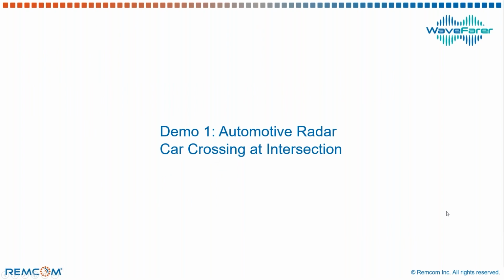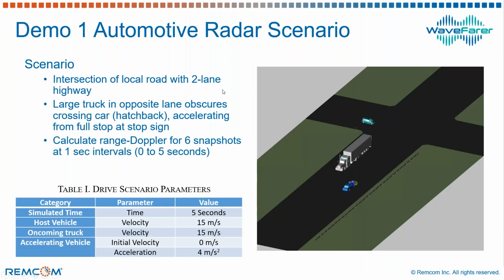So we'll start with our demos now. Our first demo is an automotive radar with a car crossing at an intersection. So we start with a 2-lane highway with a side road. There's a car at a stop sign. And during this scenario, the car will accelerate to cross over the highway as a truck moves by and a car approaches.